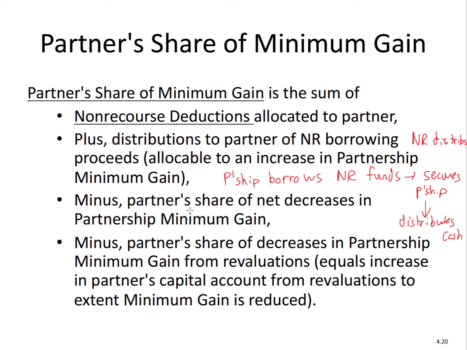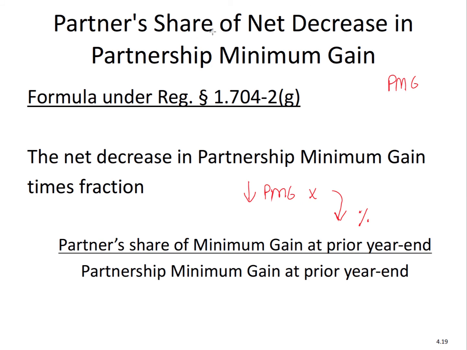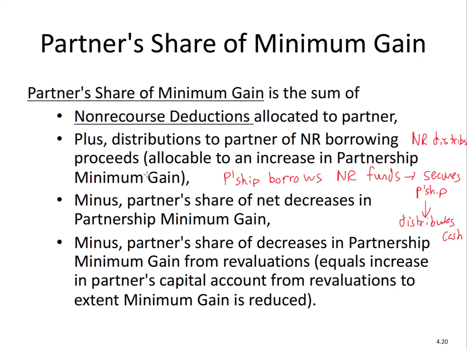Now we subtract away the partner's share of net decreases in partnership minimum gain, which we just talked about. That was that formula, so see the previous slide on how to calculate. The idea is that you don't take that into account because it's already been accounted for when you calculate the gain of the partner that has to be recorded. You also subtract away the partner's share of decreases in partnership minimum gain from revaluations. Now, this is a more advanced topic. I'm not going to go into the revaluations, but this can create all sorts of headaches. Any revaluations.